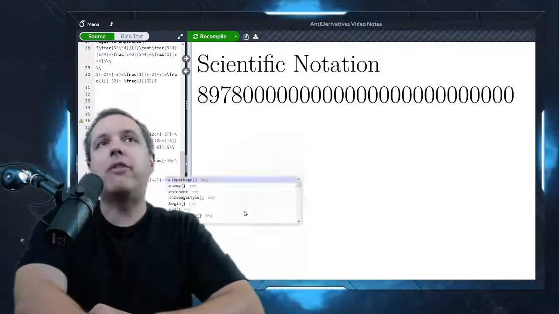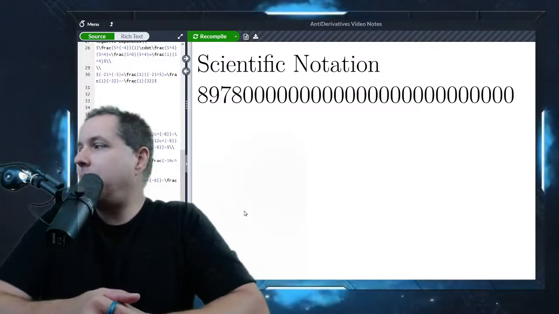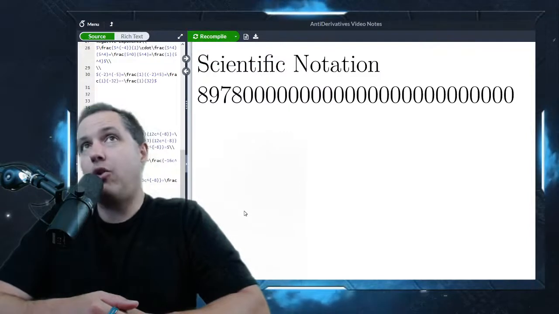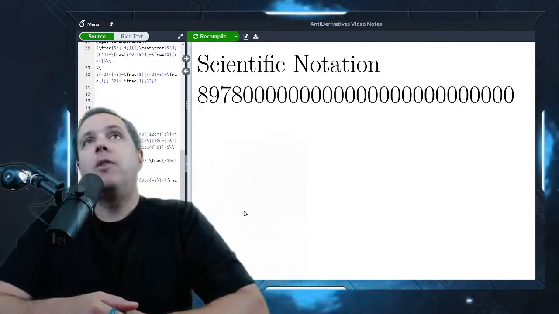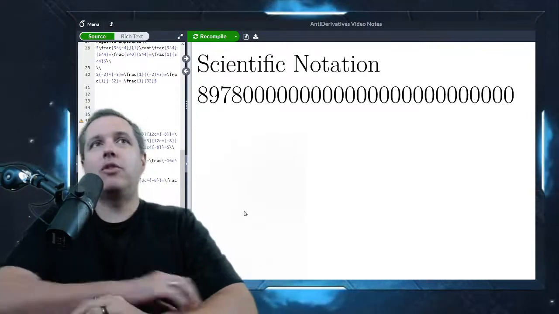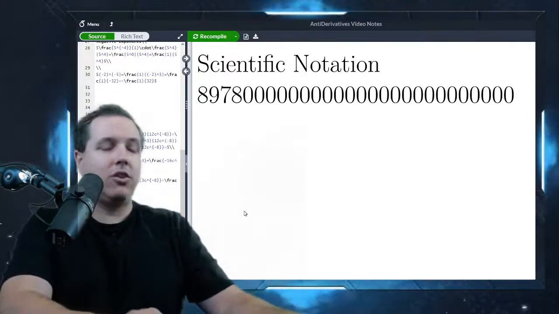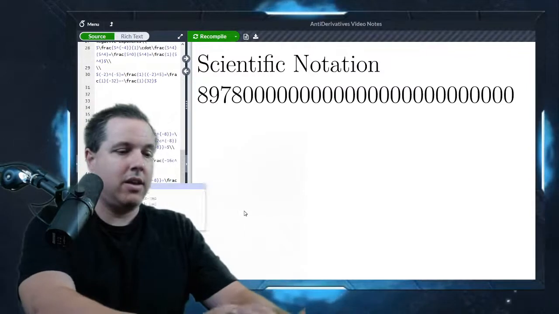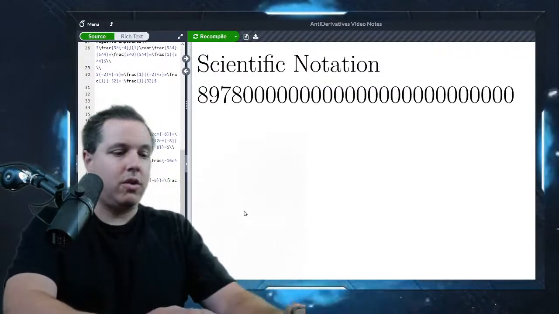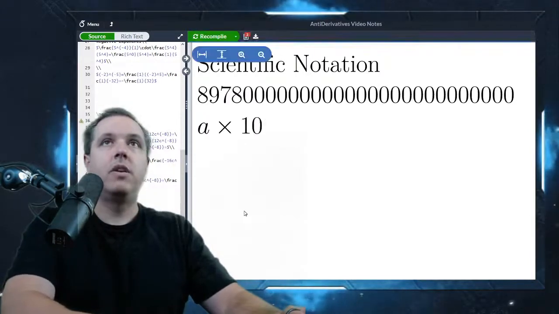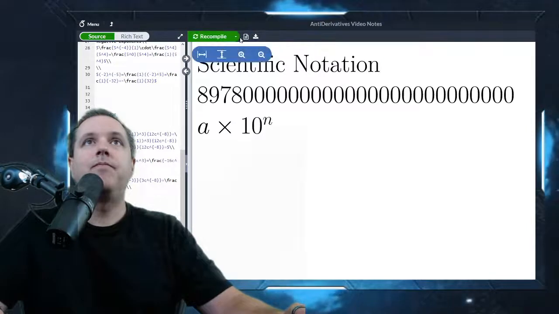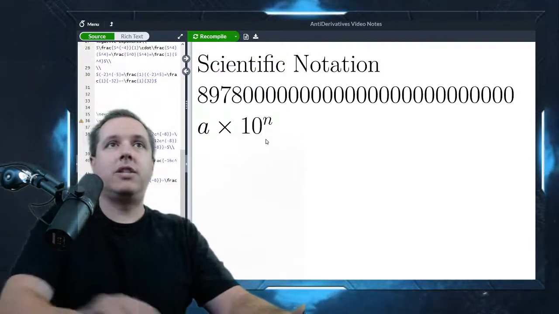So we can do better. We can come up with a better way of representing large numbers and small numbers. So how would I represent this number in an easier way? Well, we have what's called scientific notation, and it basically looks like the following: a times 10 to the n. It takes this form, a times 10 to the n, but there are conditions.